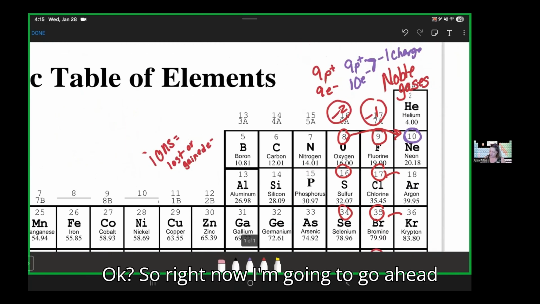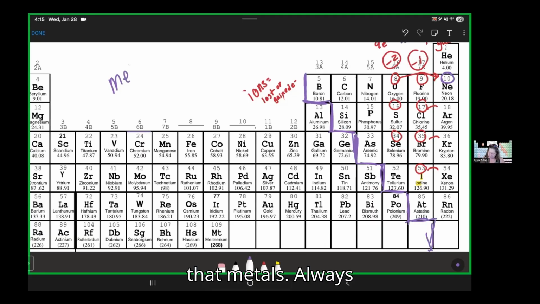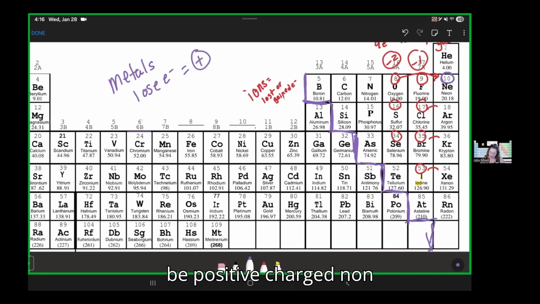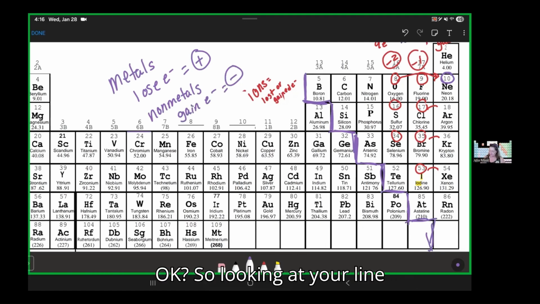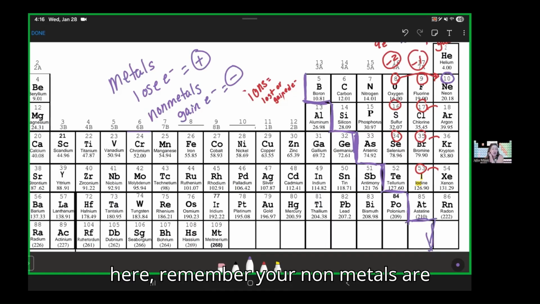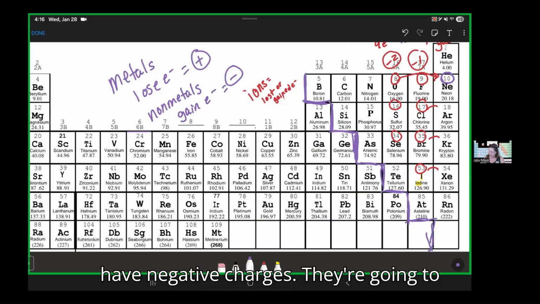Okay, so right now I'm going to go ahead and put in my line here for my metals versus nonmetals. Okay, because something we need to recognize is that metals always lose electrons and will be positive charged. Nonmetals gain electrons and will have negative charges, okay? So looking at your line here, remember your nonmetals are on the right. They're going to have negative charges. They're going to gain electrons, okay?